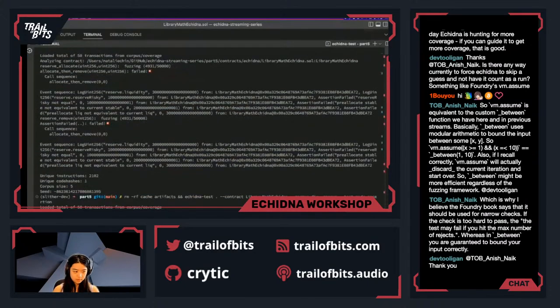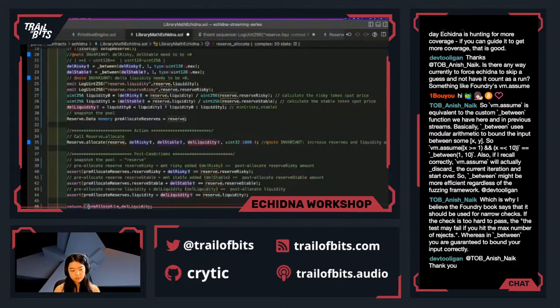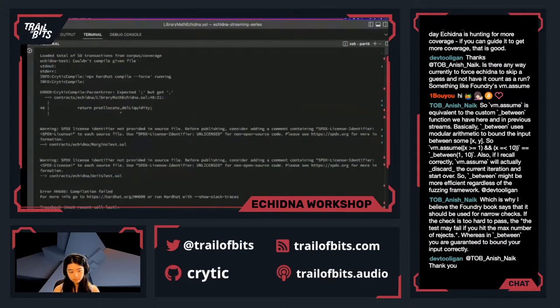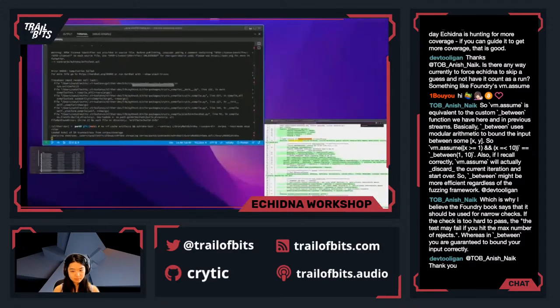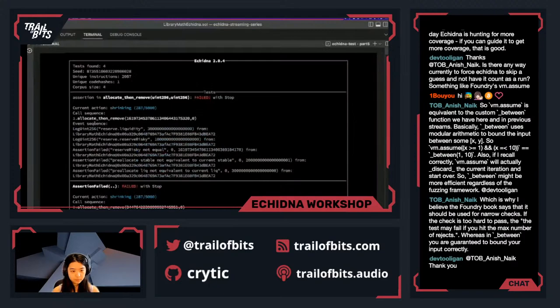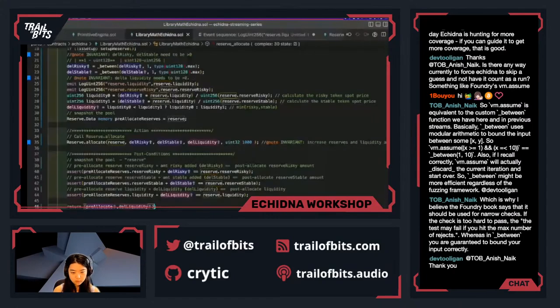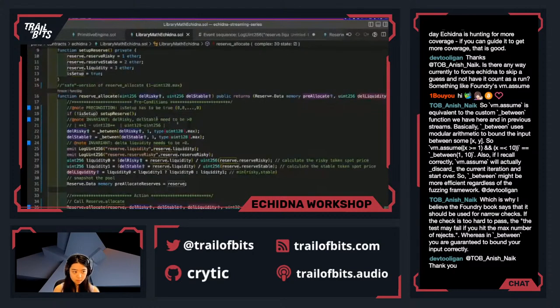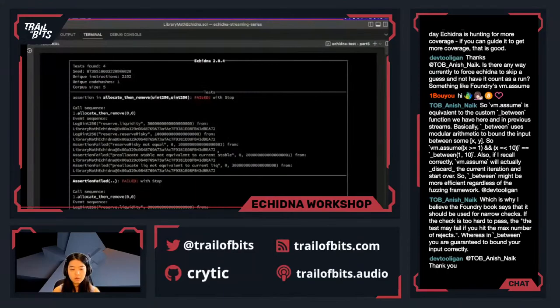rerun Echidna. I will zoom that as well. What we can see within the reserve, and we can also take a look at our corpus.